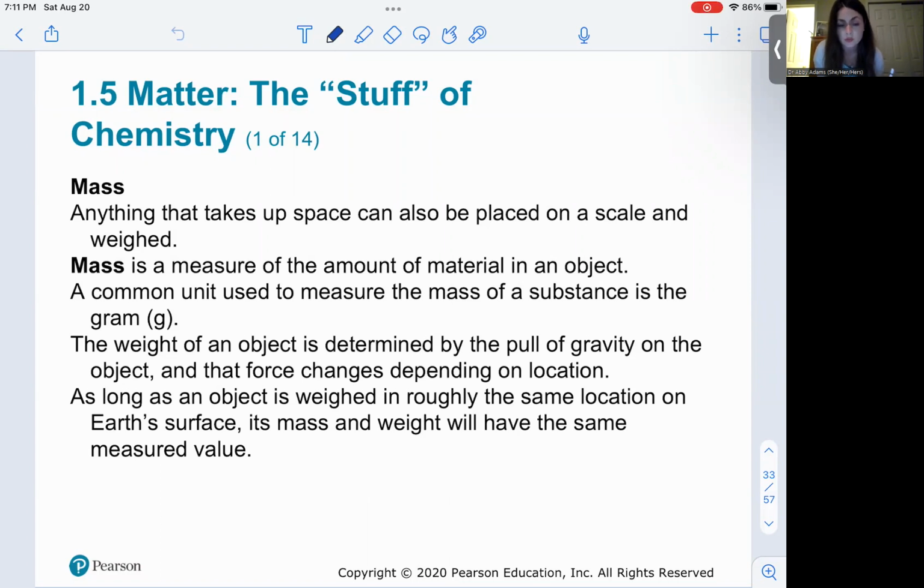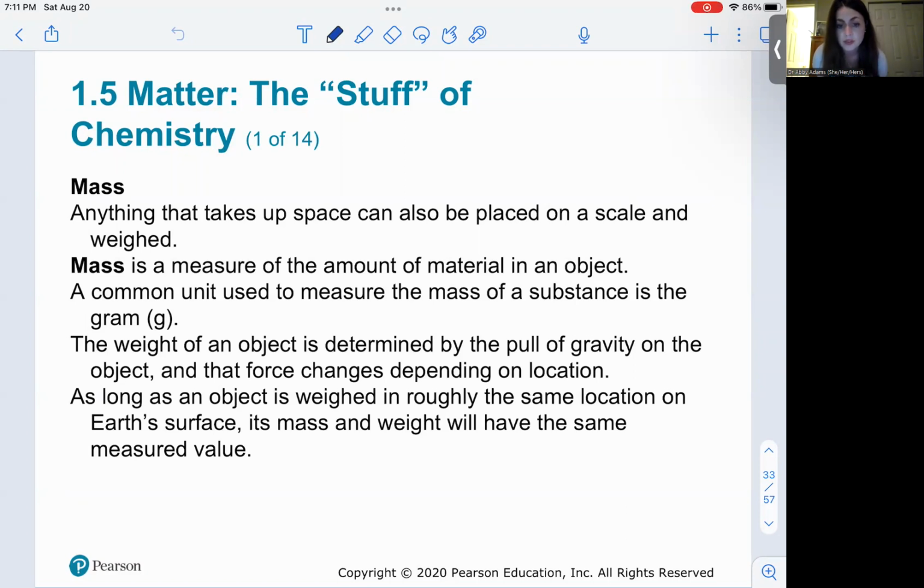So we're going to get into a little more detail about mass and volume, the two main components of matter, right? The two major characteristics. So mass is anything that takes up space that can be placed on a scale and weighed. It weighs something. You remember that definition from very early on in this course. So mass is a measure of the amount of material in an object. Make sure you make some flashcards and you get familiar with this jargon, okay? So the amount of material in an object.